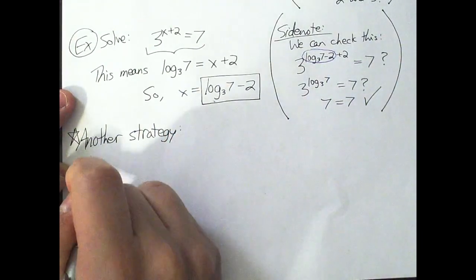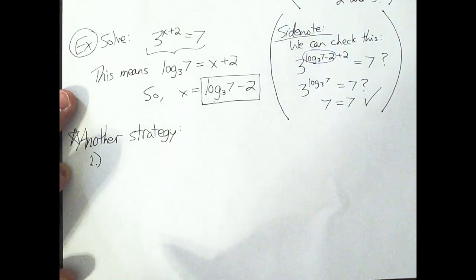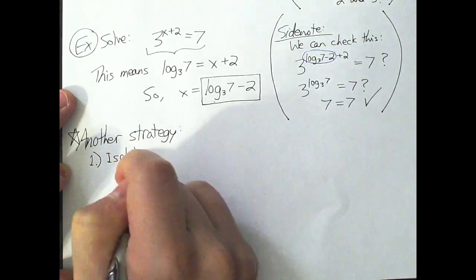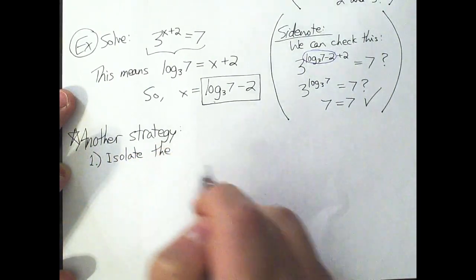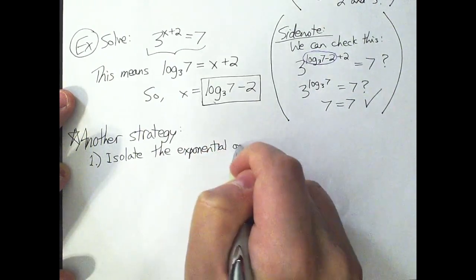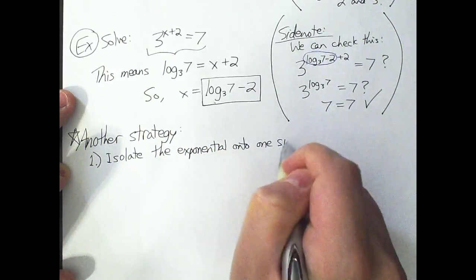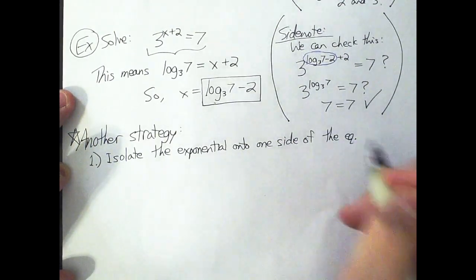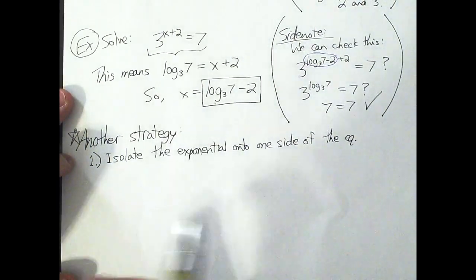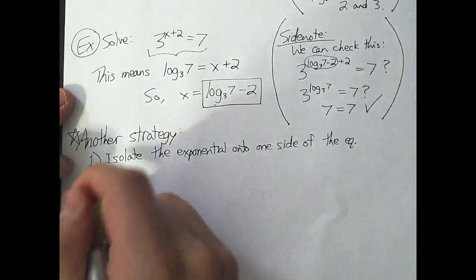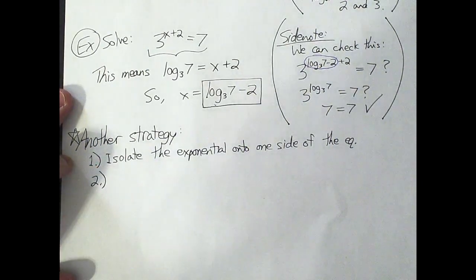So I'm going to show you a strategy that is a 3-step process for an exponential equation. We could start by isolating the exponential onto one side of the equation. That means if there's exponentials on the left and the right, you try to move some things around, rearrange, get the exponential part just onto one side. Sometimes you don't even have to do that step, but just in case.